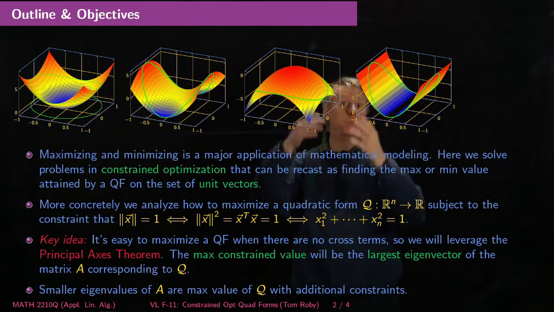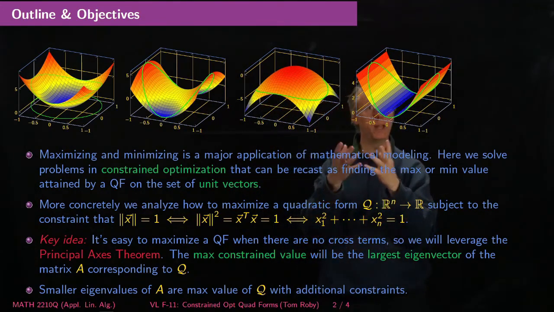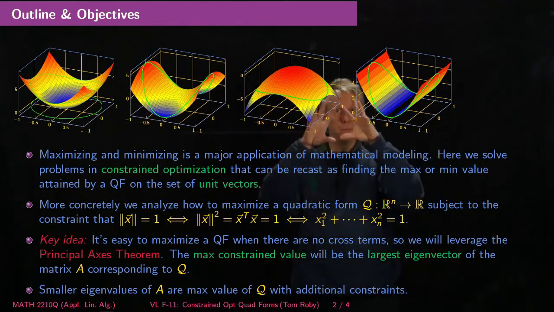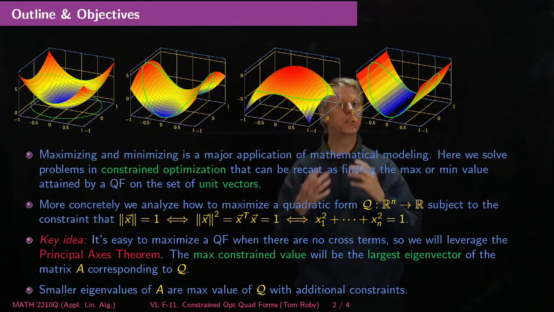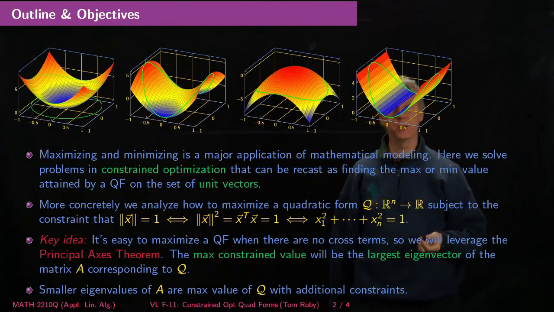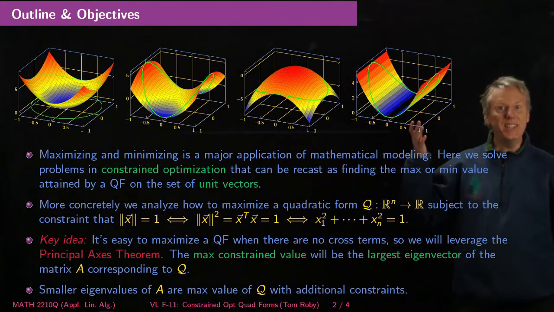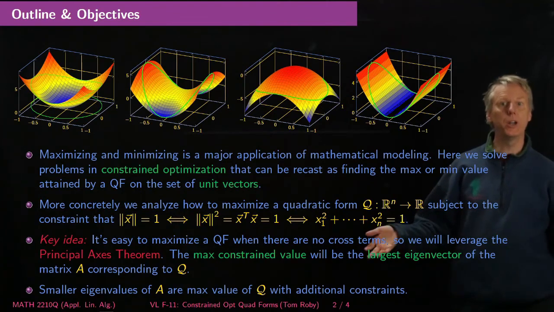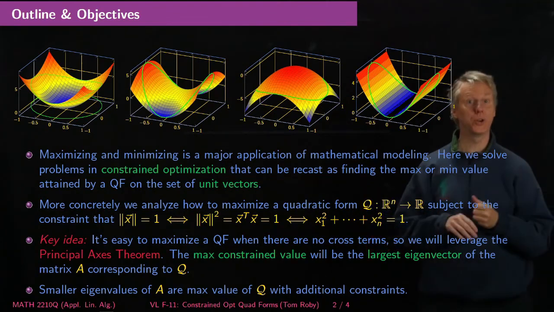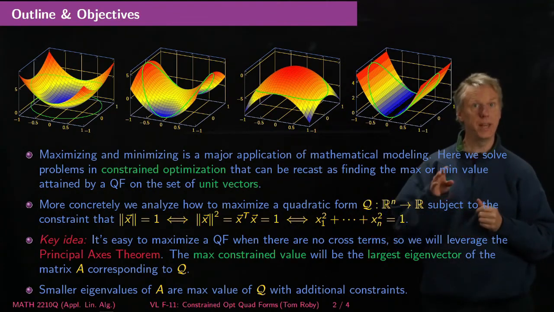So if we move this up a dimension, we'd be thinking our domain would now be all of R3, and we'd be thinking about where on the unit sphere is this quadratic form maximized or minimized. Okay, so now here's the key idea. It's easy to maximize a quadratic form when there are no cross terms. We'll see that in just a minute.